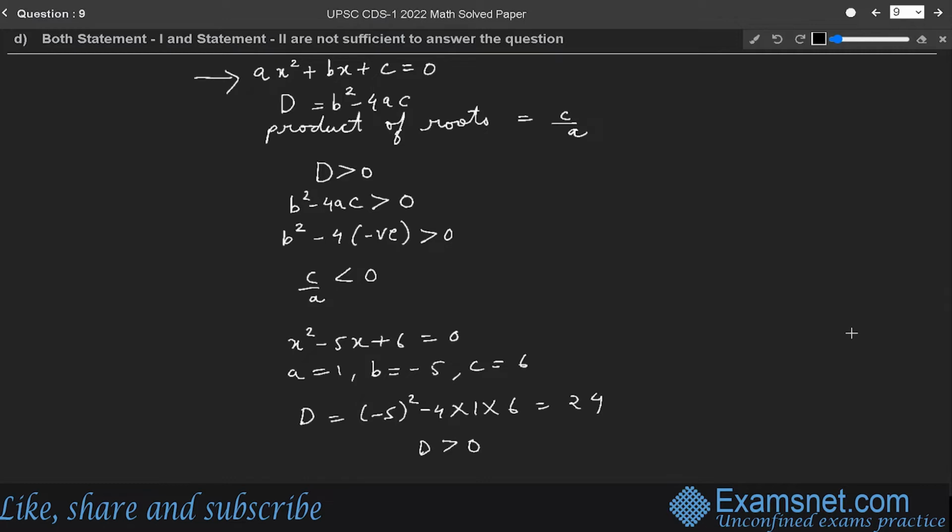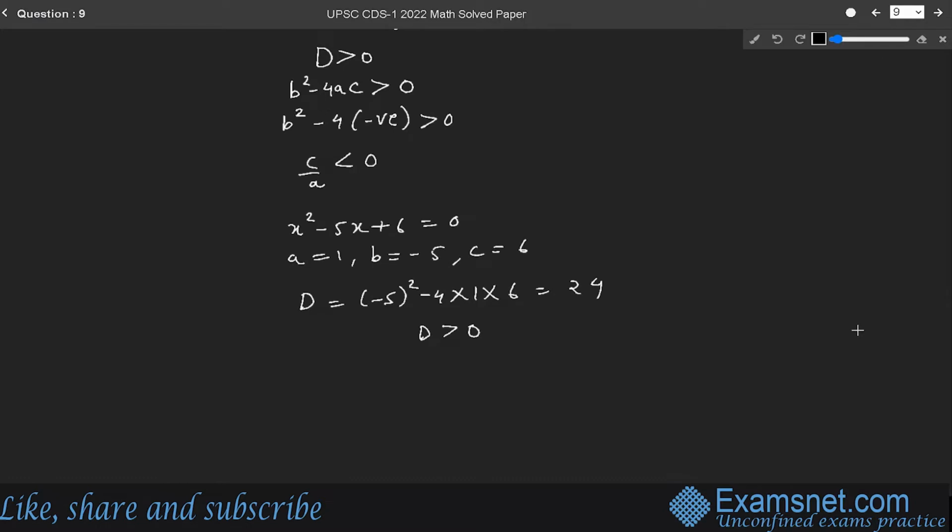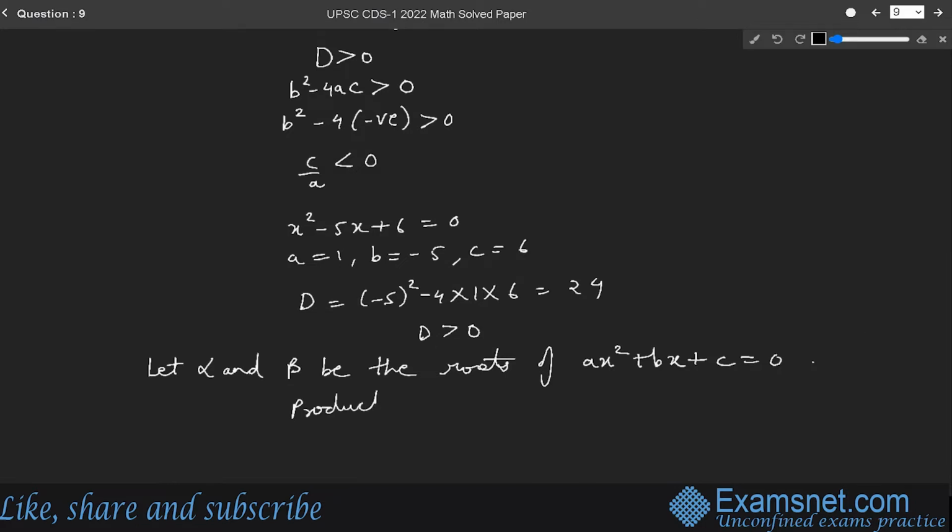Now, let us talk about statement 2. For statement 2, let us take alpha and beta as the roots of the equation. So, let alpha and beta be the roots of the equation. And the equation is ax square plus bx plus c is equal to 0. Now, the product of roots will be c upon a.